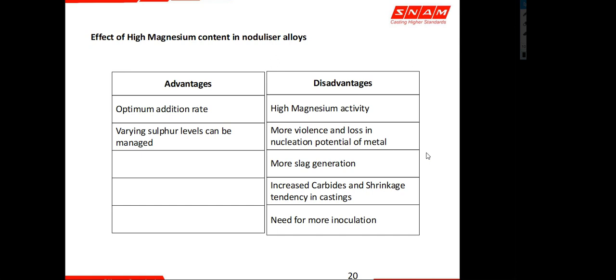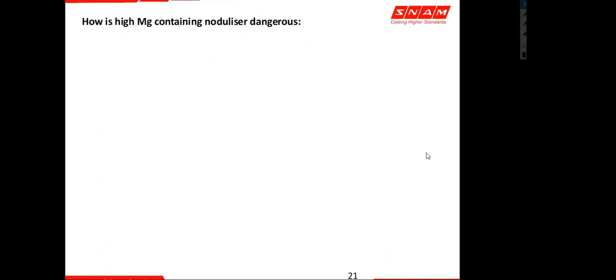So when you have high magnesium, and you have got a violent reaction, the slag generation can be high. So this can increase the carbides and shrinkage tendency in the casting, because you have got a lesser nucleation potential. Your carbide forming tendency or a shrinkage tendency in the casting keeps increasing. So based on this, you might have to add more inoculant to your metal.